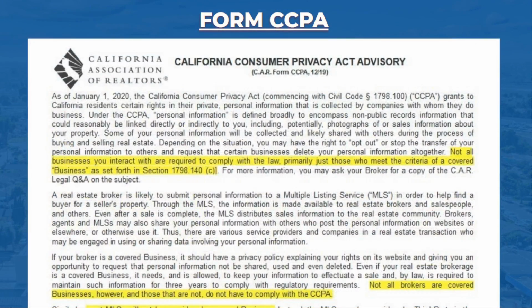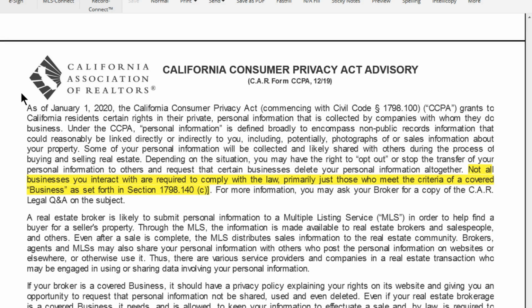This brings us to Form CCPA, which is the California Consumer Privacy Act Advisory. The CCPA was added to the RPA download packet in December of 2019, and it is a direct result of the California Consumer Privacy Act, which was enacted in January of 2020. It grants California residents certain rights to the way that their private information is used by people who collect it.